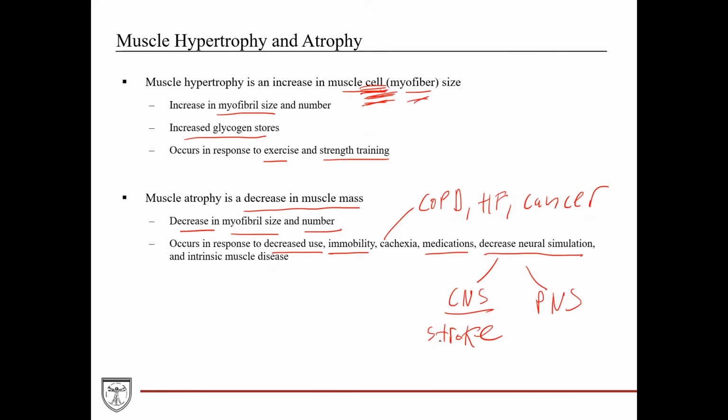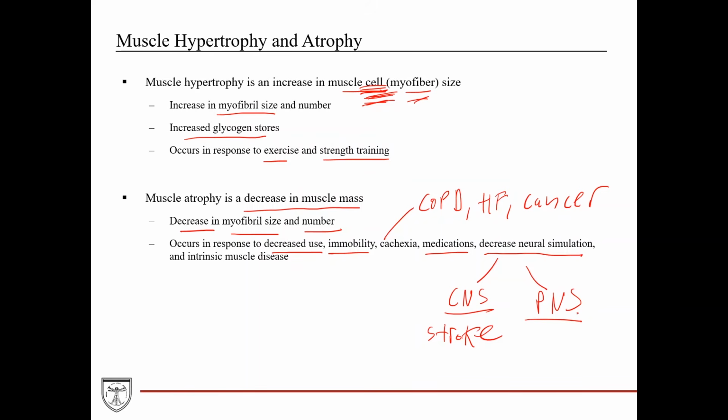And so in this case with a stroke, you often see atrophy in the area of the body that was affected by the stroke. And so if you have a stroke that affects the part of the brain that would, for example, control the right arm, then you can see right arm muscle atrophy long term in these patients, unfortunately.